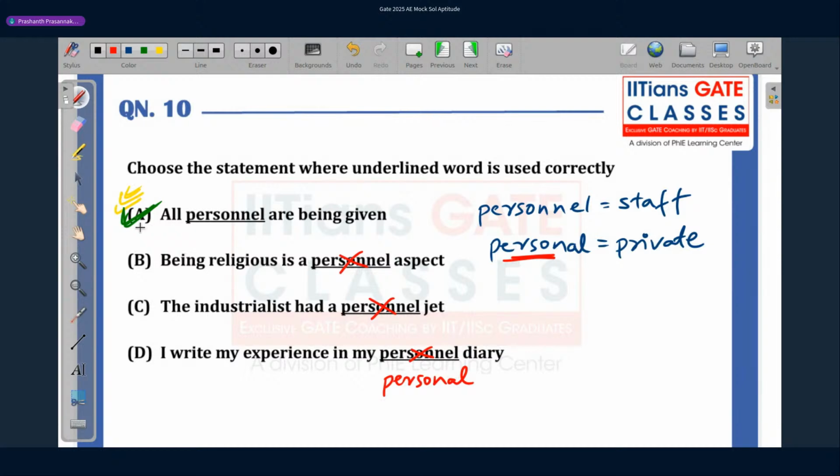Okay, only the first statement. It's actually half a statement also. All personnel are being given, all the staff members they are being given, maybe a promotion, maybe some bonus, something. The thing is, this option A makes sense. Okay.